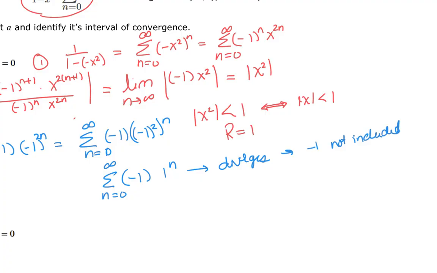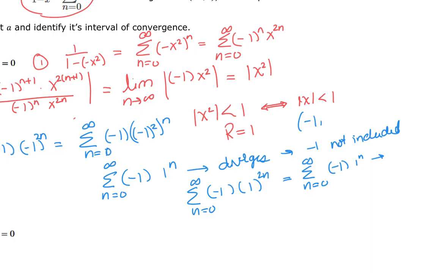Similarly, I'm going to do the same thing for the summation of n equals 0 to infinity of negative 1, checking the other endpoint, which is 1 raised to the 2n, which is, again, just the summation of n equals 0 to infinity of negative 1 times 1 to the n, which also diverges. So my interval of convergence, my final answer, is negative 1 to 1. These are not included.